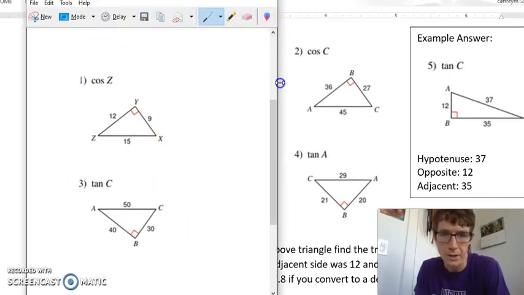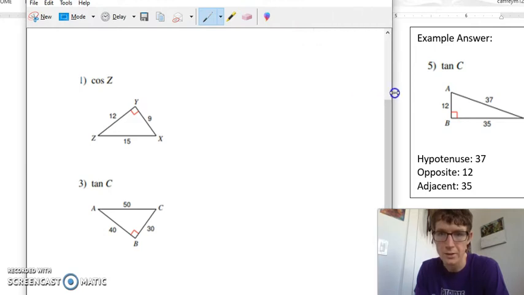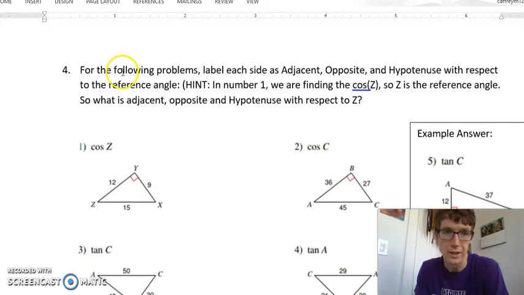So here's my work here. For number 1, for this first instruction, it says for the following problems, we just have to label adjacent, opposite, hypotenuse. That's all I want to do first. So let's practice that, okay?